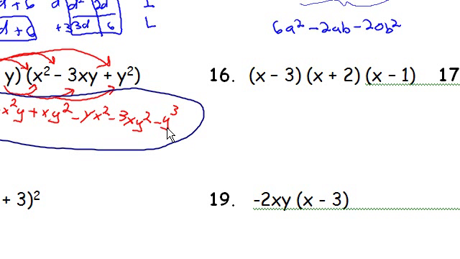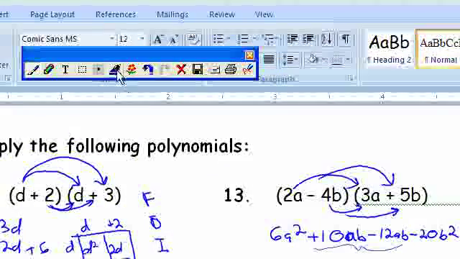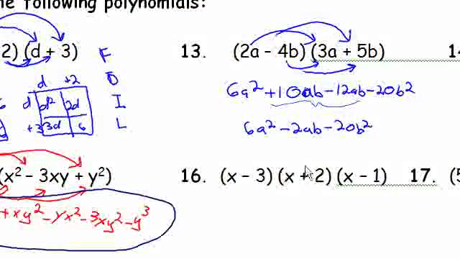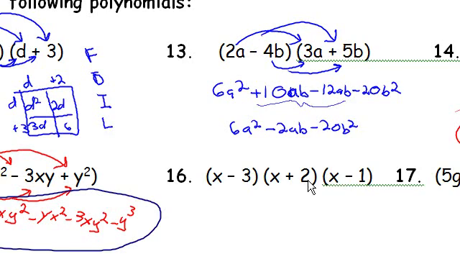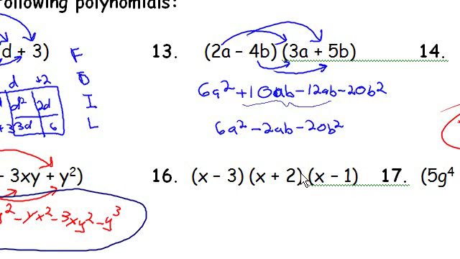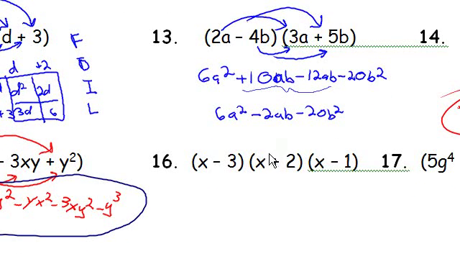16. I don't know if these are going to be on the test or not, but it would be good to know how to do them. First, we'll concentrate on these last two right here. So let's FOIL these last two terms. We're going to ignore this x minus 3 for now.